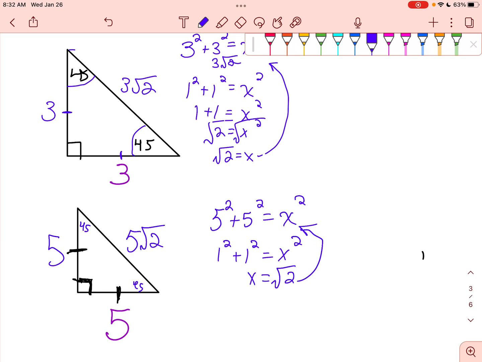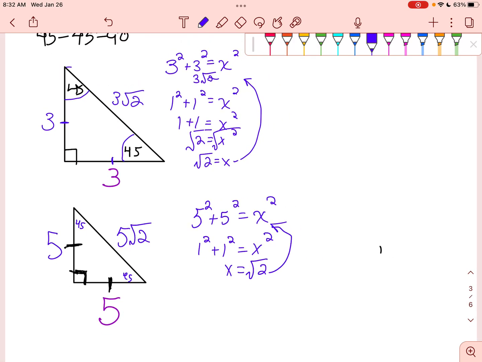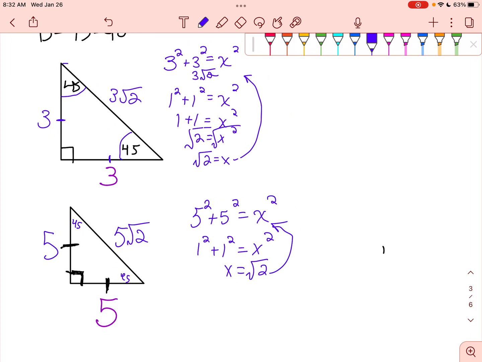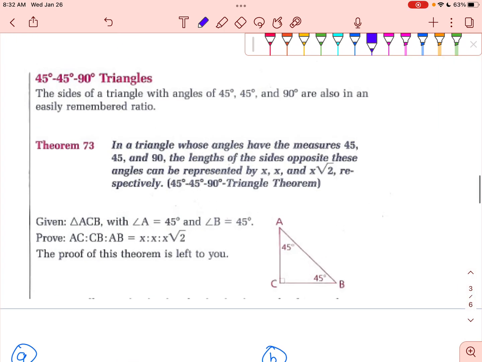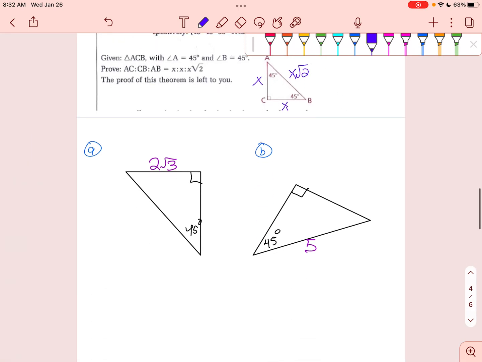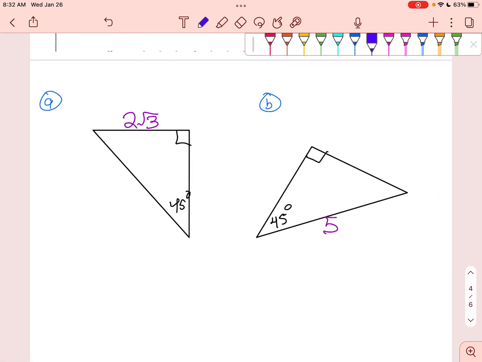Every 45, 45, 90 has the same proportions, just like the 30, 60, 90 had the same proportions. So every time you come across a 45, 45, 90 triangle, the sides are in the ratio of x, x, and x root 2, every single time. So we're going to try these problems right here.